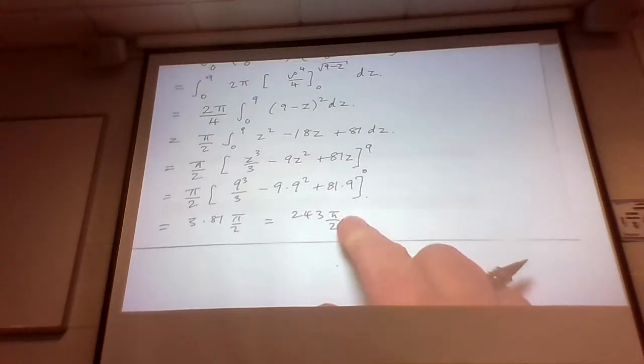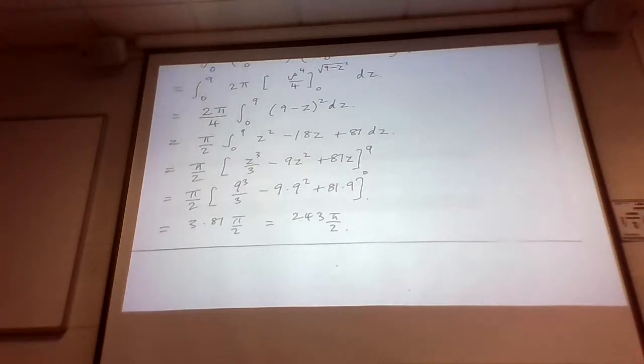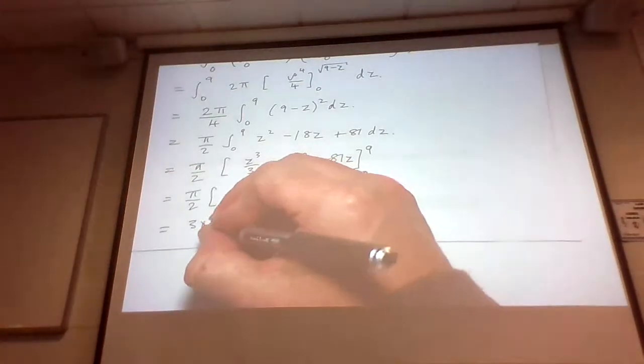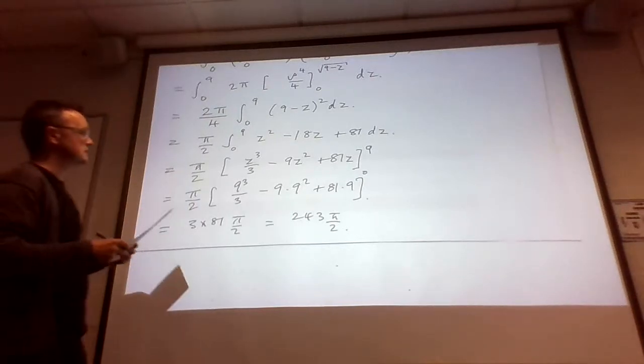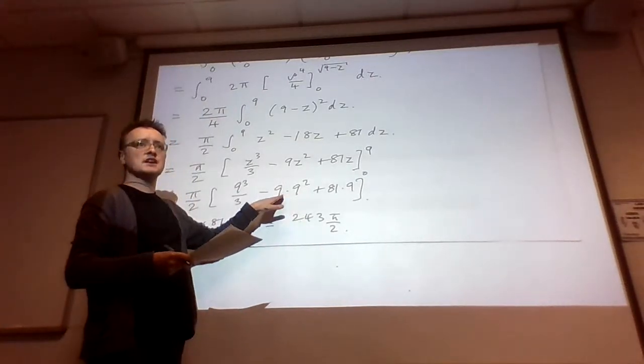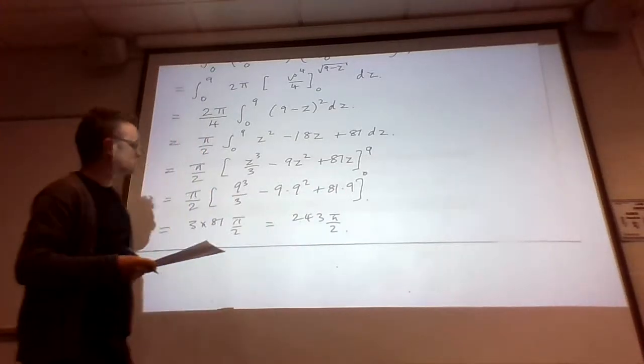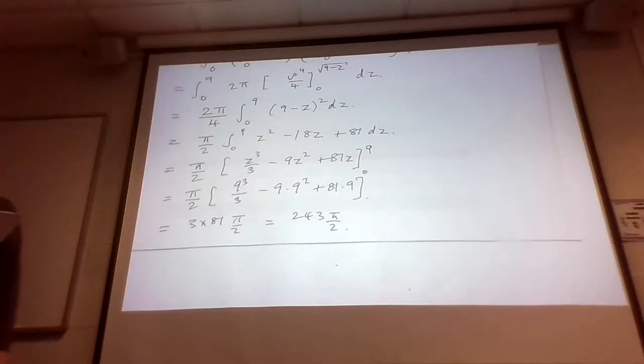So this is the value of the integral of that function, rho squared, the square of the projected radius, over that portion of the plane. Are you okay on that evaluation? That's 81 times 9.